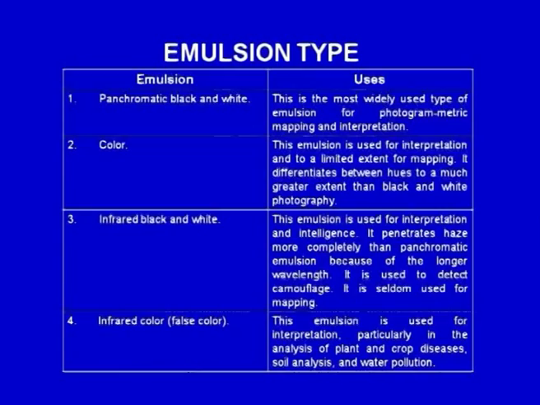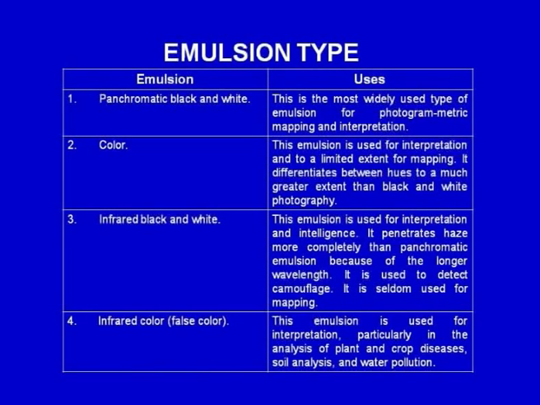Now, let us look at the classification of photographs on the basis of the emulsion used, that is the type of film. Under this we have 4 types of films which can be used. The first is panchromatic black and white. This is the most widely used type of emulsion for photogrammetric mapping and interpretation. Second is color film. This emulsion is used for interpretation and to a limited extent for mapping. It differentiates between hues to a much greater extent than black and white photography.